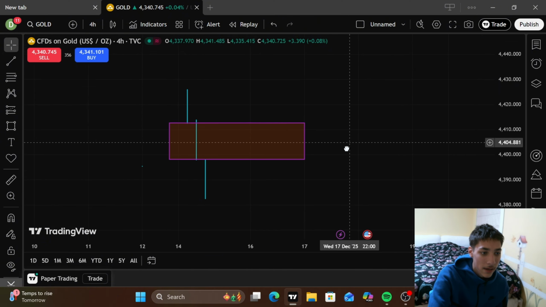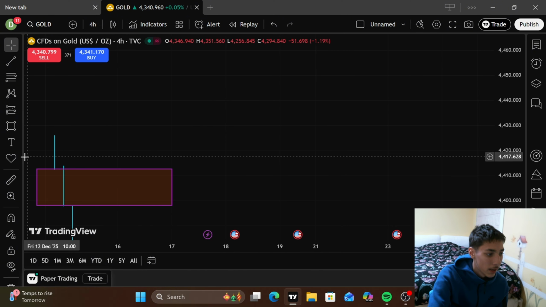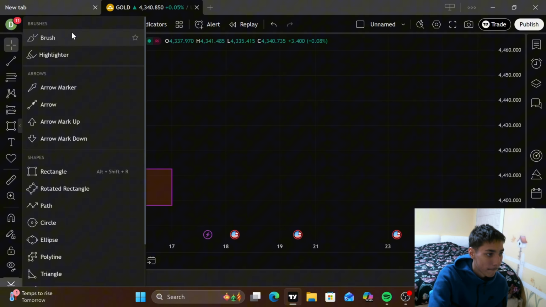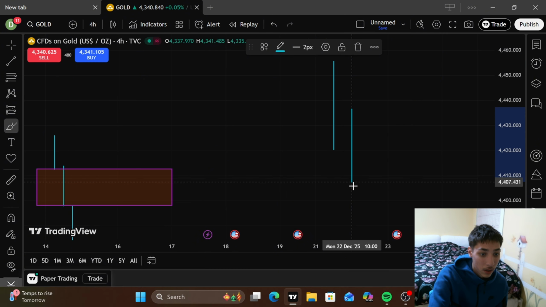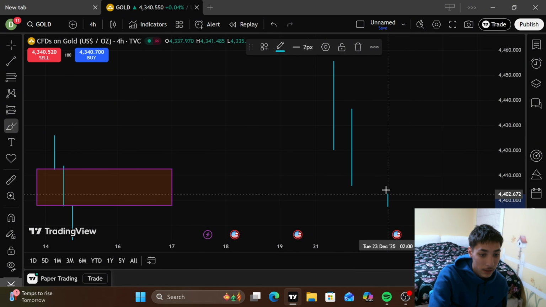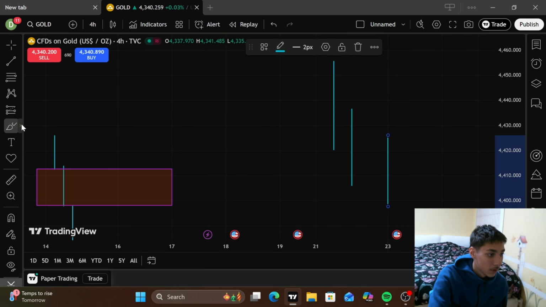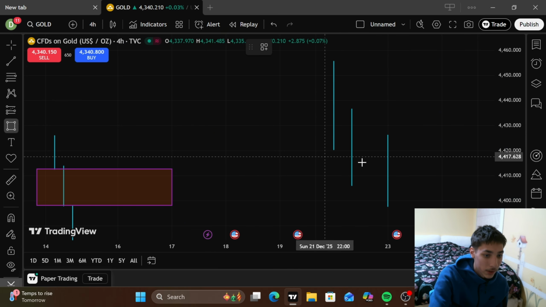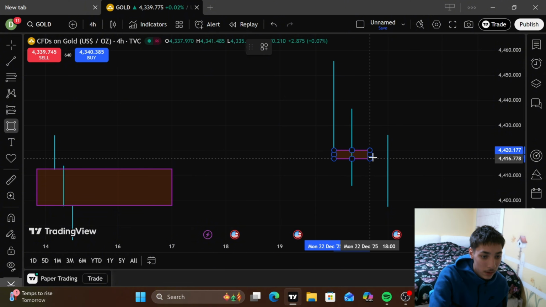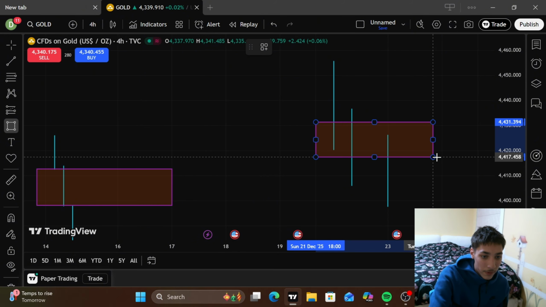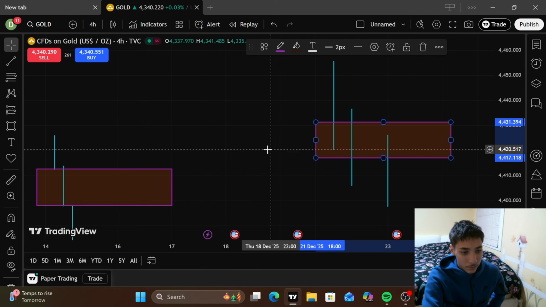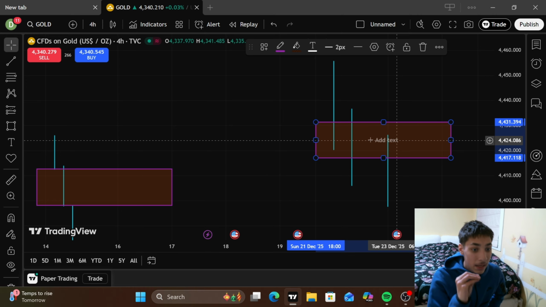But something that isn't a fair value gap is something like this. Where's my little brush at? There we go. This is an invalidated fair value gap, and this is what we saw right now. Let me draw my rectangle. Not the best example. I make the box.